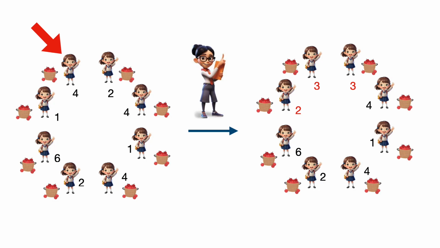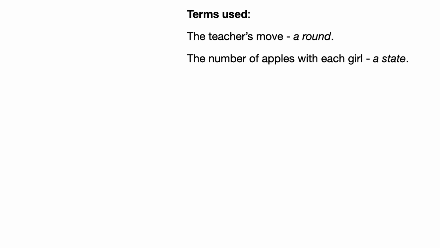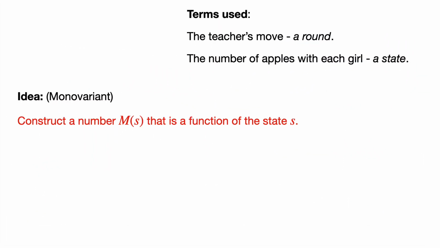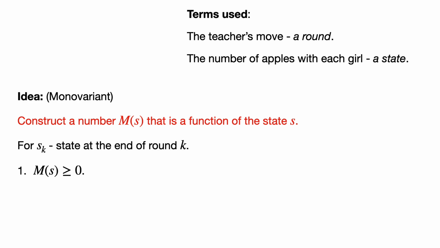To understand this, we are going to focus on one important idea in mathematics. For this problem, you could imagine that each of the teacher's moves is a round, and the number of apples with each girl, that is the distribution of apples, is a state. So we are going to introduce a very important notion called a monovariant. Now what is a monovariant? It is something that varies monotonically. Basically, you have to associate a number to a state in such a way that the number is always bounded below, let's say it's non-negative, and the number decreases every round.